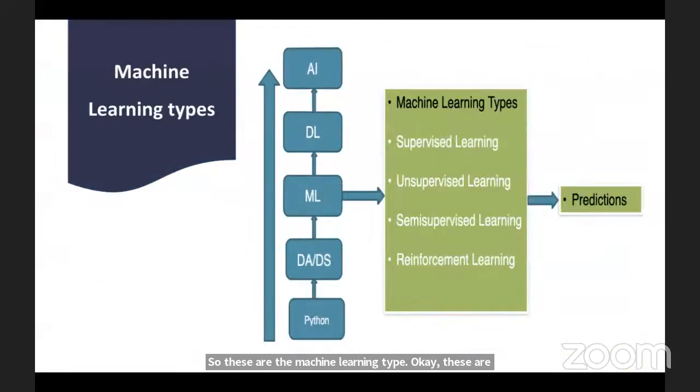Today we have gone through supervised learning, unsupervised learning, and reinforcement learning. And the fourth one is semi-supervised learning, which is nothing but the combination of supervised and unsupervised learning. So this is machine learning, guys. Please ask me if you are having any doubt. Now I am open for the doubt solving session.